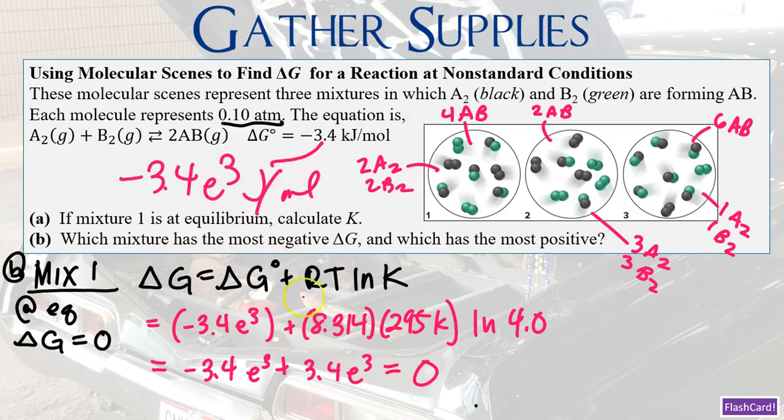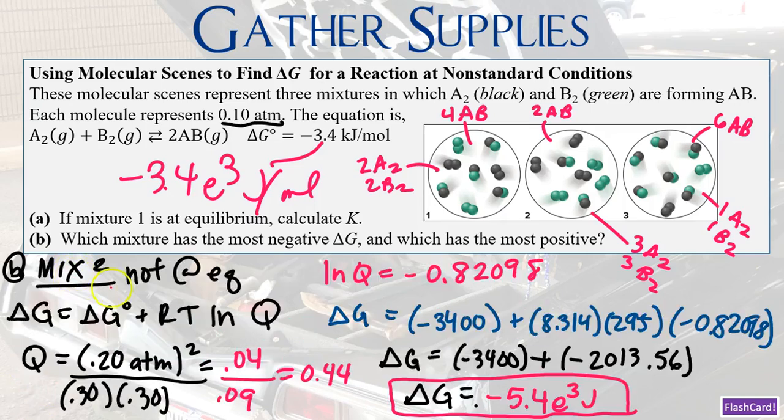I plug that in. I'm going to add it to my 8.314 multiplied by 295, which is the temperature we just calculated. I'm going to take that number and multiply by natural log of 4.0. When I multiply all these numbers together, I get 3.4 times 10 to the 3, except it's a positive number versus the negative delta G naught value that we had. When we take our negative 3.4 e to the 3 and add it to our positive 3.4 e to the 3, we get 0, which verifies that delta G is going to equal 0 at equilibrium. Let's move on to mixture number 2.